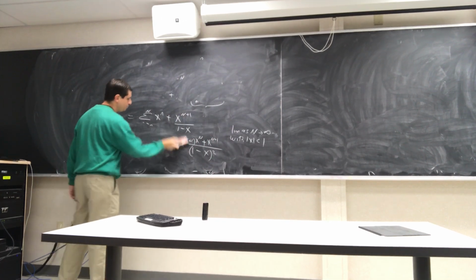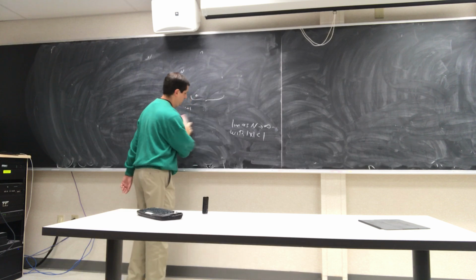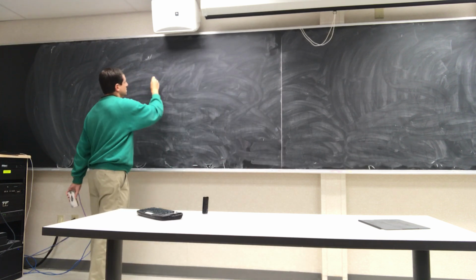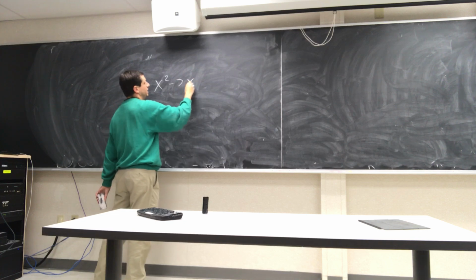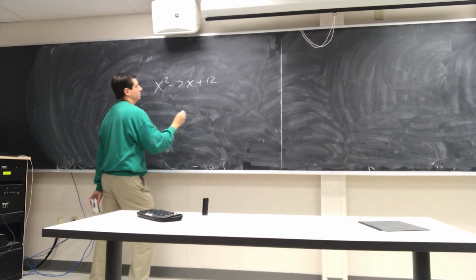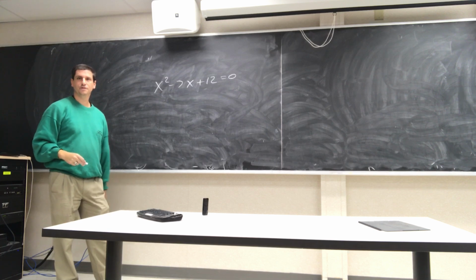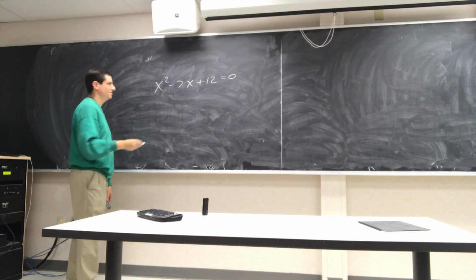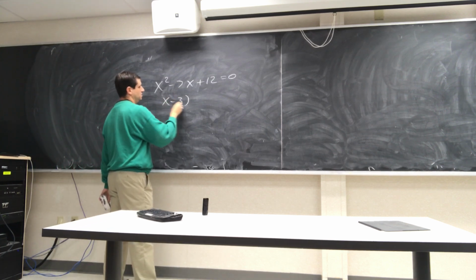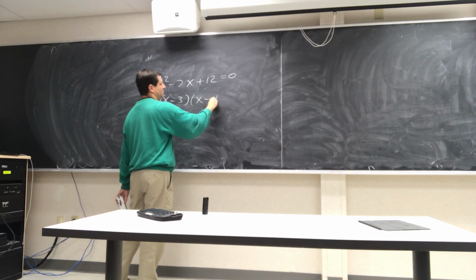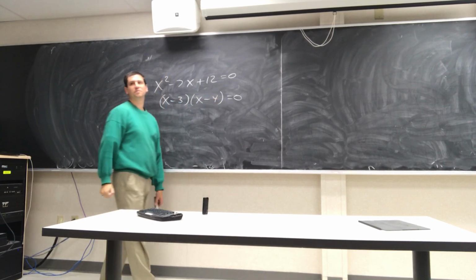Along these lines, I would like you to find the roots of the following. I will give you the polynomial x squared minus 7x plus 12. What are the roots? Yes. Negative 3 and negative 4. Well, no. 3 and 4. So x minus 3, x minus 4.